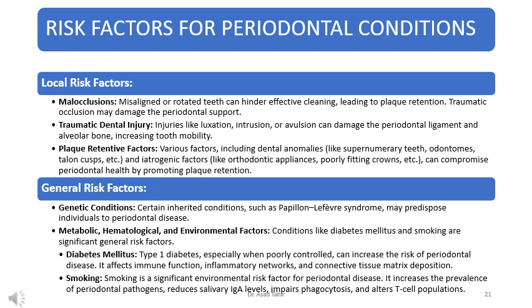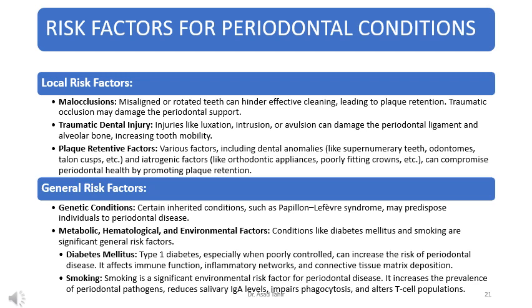Traumatic dental injury: injuries like luxation, intrusion, or avulsion can damage the periodontal ligament and alveolar bone, increasing tooth mobility. Plaque retentive factors: various factors, including dental anomalies like supernumerary teeth, odontomes, talon cusps, etc., and iatrogenic factors like orthodontic appliances, poorly fitting crowns, etc., can compromise periodontal health by promoting plaque retention.